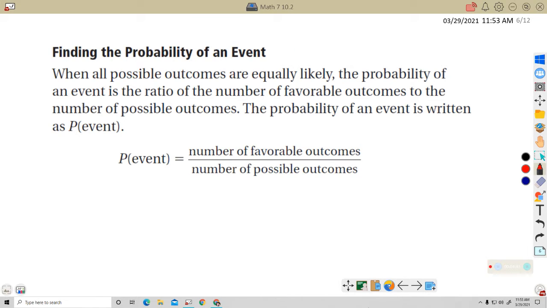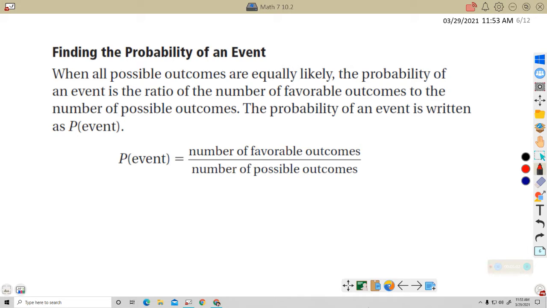Okay, so now we're going to find the probability of an event. This first part's important: when all the possible outcomes are equally likely. So when I was talking about flipping a coin, and we have heads and tails, each of those events happening is equally likely. That's why we flip it up in there and make it spin around.